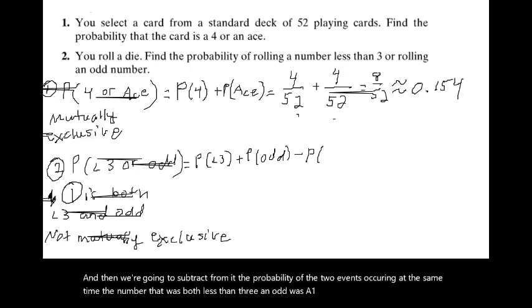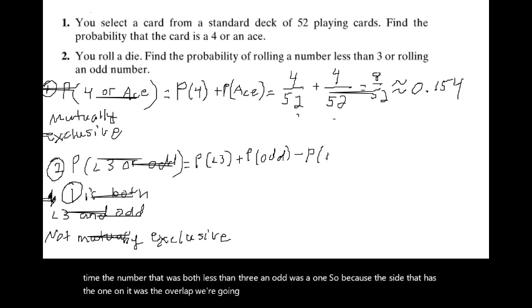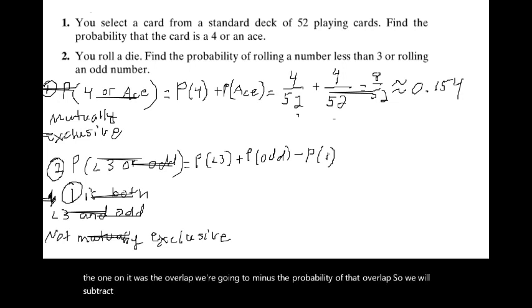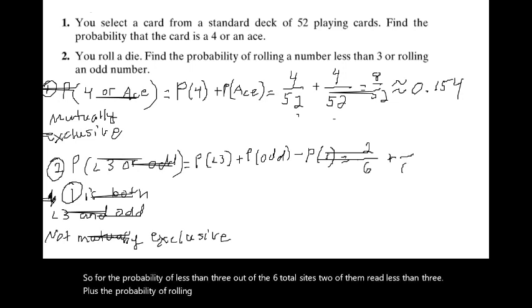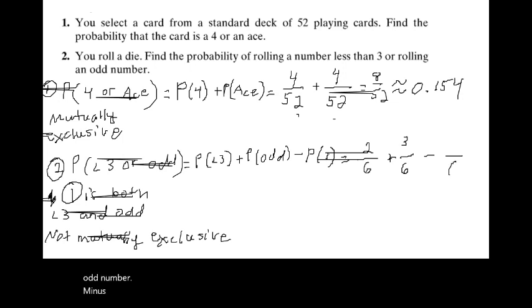So because the side that has the 1 on it was the overlap, we're going to minus the probability of that overlap. So we will subtract the probability of rolling a 1. So for the probability of less than 3, out of the 6 total sides, 2 of them read less than 3. Plus the probability of rolling an odd number, out of the 6 sides on a die, 3 of them have an odd number on them. Minus the probability of the overlap. So out of the 6 sides, there is only 1 of them that has a 1 on it.